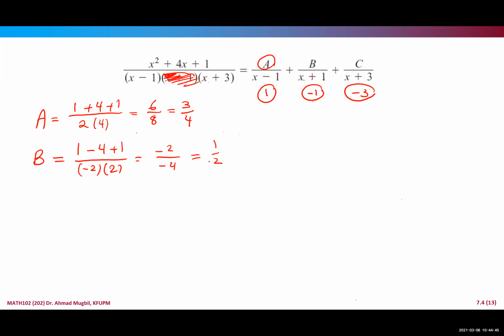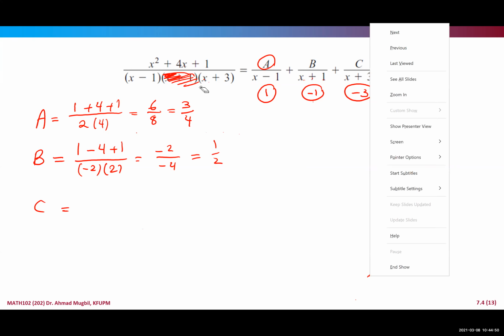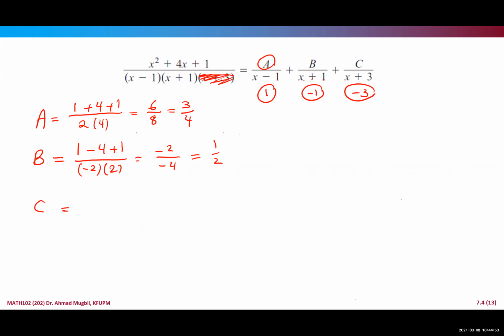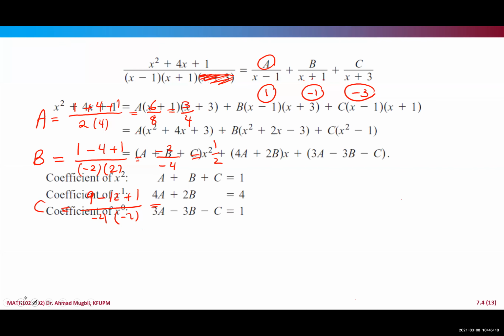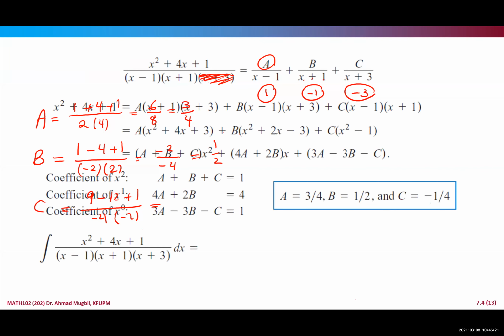So this is b. If you want to find c, just ask yourself, what is the denominator of c? It is x plus 3. So cover it, forget about it, because I cannot substitute by -3 there, of course. Now, when you substitute by -3, you will have 9 minus 12 plus 1 over -4 multiplied by -2. Simplify, you will get, of course, the same result that we had before. Here we are, Shabab, just check the A, B and C values. This is A, this is B, and this will be C. I have another method with this method here.